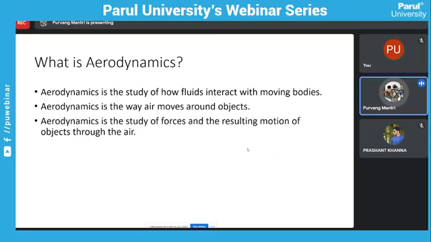As soon as the vehicle comes in motion, there are certain forces exerted by the air on the vehicle, and those forces have a repulsive effect which we don't want and want to reduce, so that the performance of the vehicle can be improved. So aerodynamics is the study of all the forces and the resulting motion of objects through air.